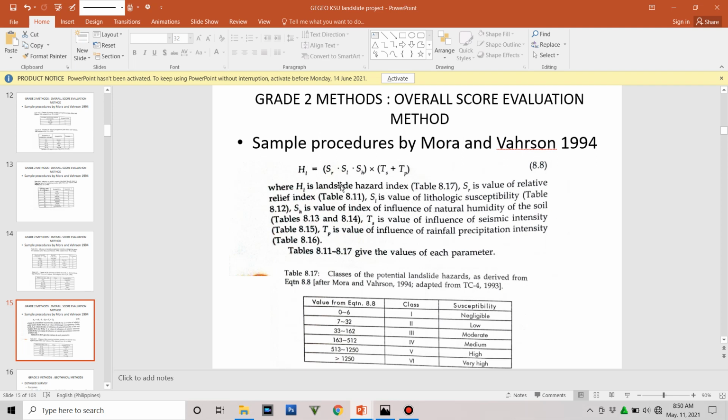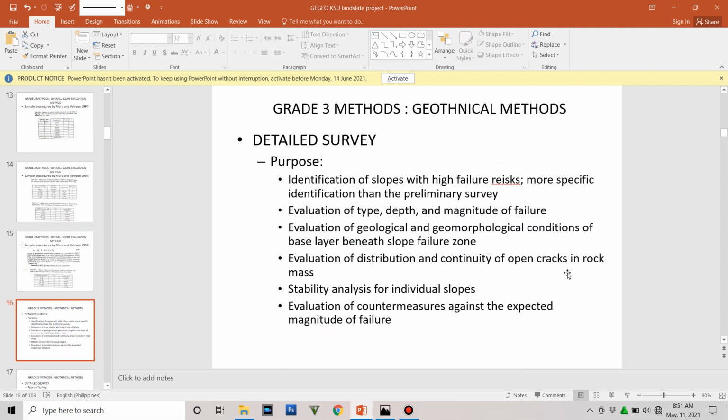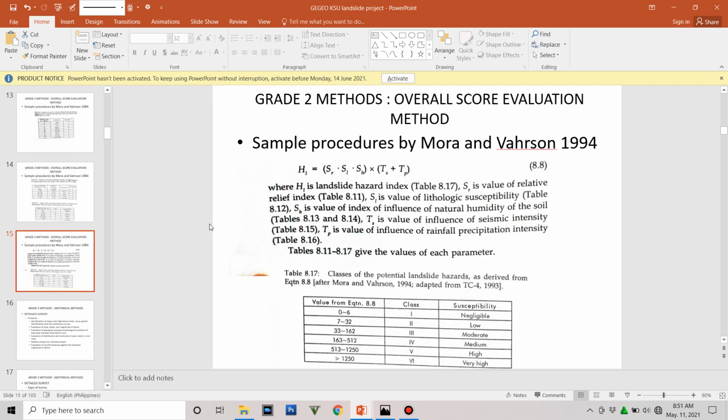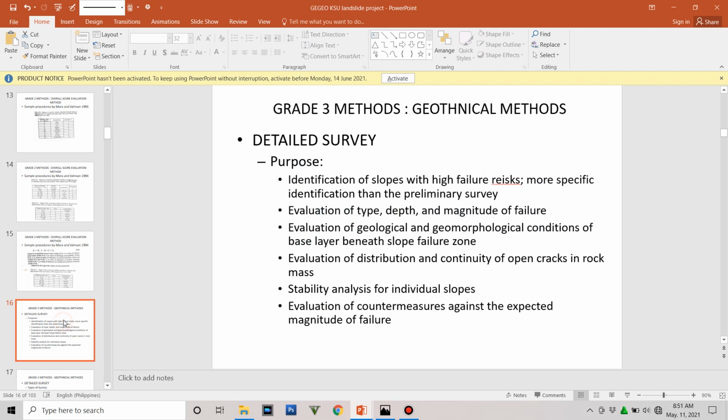Okay, so from the value of HT, or the landslide hazard index, we can see a table to categorize the susceptibility level of the certain slope. So we have negligible, low, moderate, medium, high, and very high. So this is the procedure that is introduced by Mora and Varson. And when we have that, we have the grade 2 methods, or the overall score evaluation method.